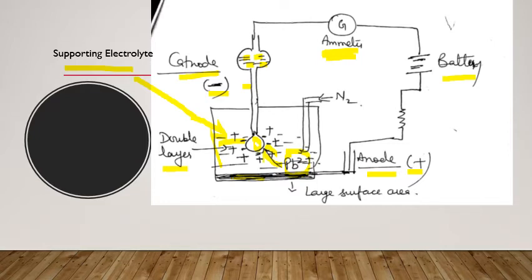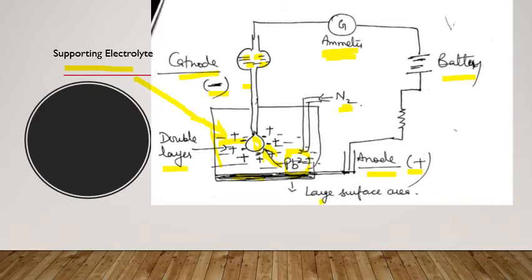And here one important component is also there. We are passing the nitrogen gas through the solution. What is its role? Its role is to remove the oxygen present in the solution. Nitrogen is used for the removal of oxygen because oxygen hinders the process of reduction. That's why this nitrogen has an important role.